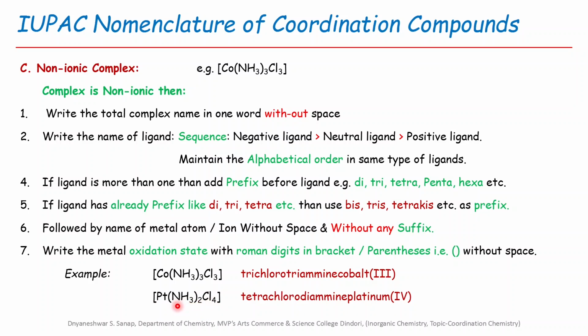Here there are 2 types of ligands, chlorine and ammonia. Chlorine is -1, ammonia is neutral. That's why we write the name of chlorine first of all, after that ammonia. There are 4 chloride anions present. That's why we write the prefix tetra, chloro. 2 ammonia molecules, that's why di, ammine, and the metal is platinum, that's why we write platinum, and the oxidation state of platinum is +4. And the resultant name of the complex is tetrachlorodiammineplatinum(IV).